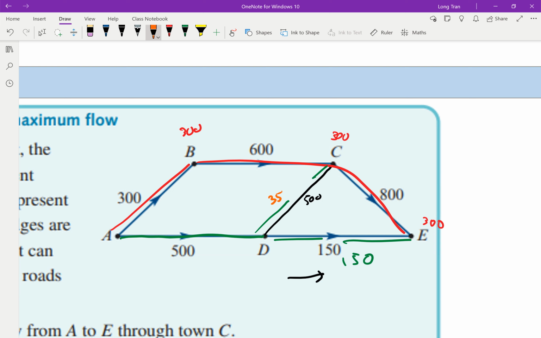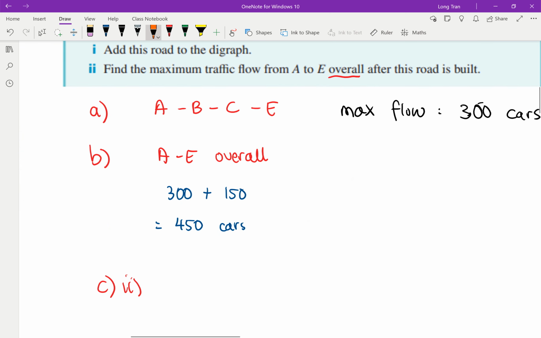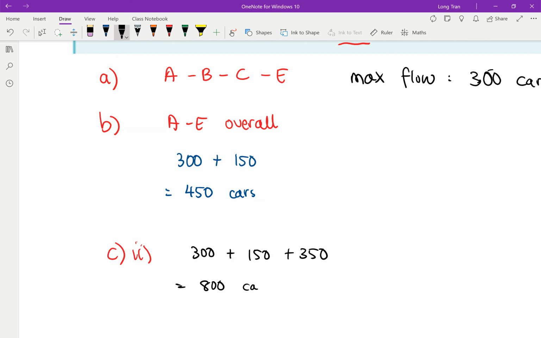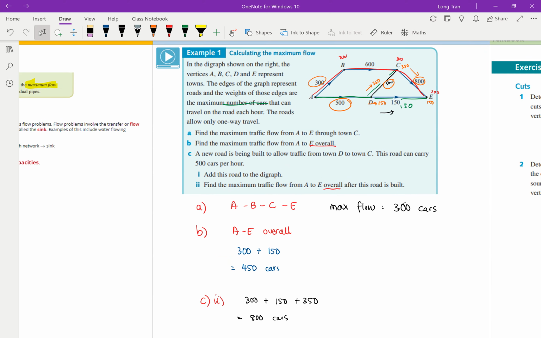So 350 will now go down this route, because 150 went this way and the other 350 can go this way, since this has a maximum of 500. Then I end up here at 350, and this has a capacity of 800, so 350 can still go through. Essentially I get all of my 500, and I also get all of my 150 from the bottom there. So technically I get a total of 800 cars being able to get through by simply opening up D to C. You see that concept of minimum flow. It is possible with 300 plus the 150 plus the 350, because I've opened up that extra road. That now gives me a total of 800 cars as my maximum. So that's what makes this problem interesting, looking at maximum flows.